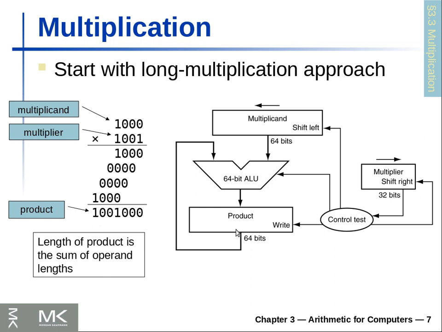So we're going to tell the ALU to take the product, which is currently 0, add it to the multiplicand, which is 1,000, and then store that in here. That's what this 1,000 is right here. All right, let's do this.